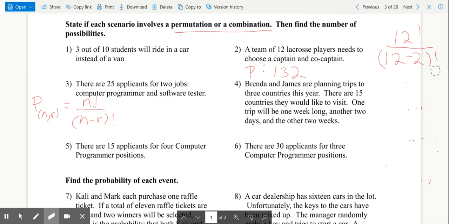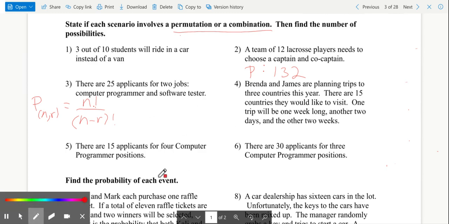Let's do this. Okay, so there are 30 applicants for 3 computer programmer positions. So all 3 of the people who are going to be picked are going to be computer programmers. They're going to have the same job. So the order that they're picked in doesn't matter. Therefore, this is a combination, not a permutation.